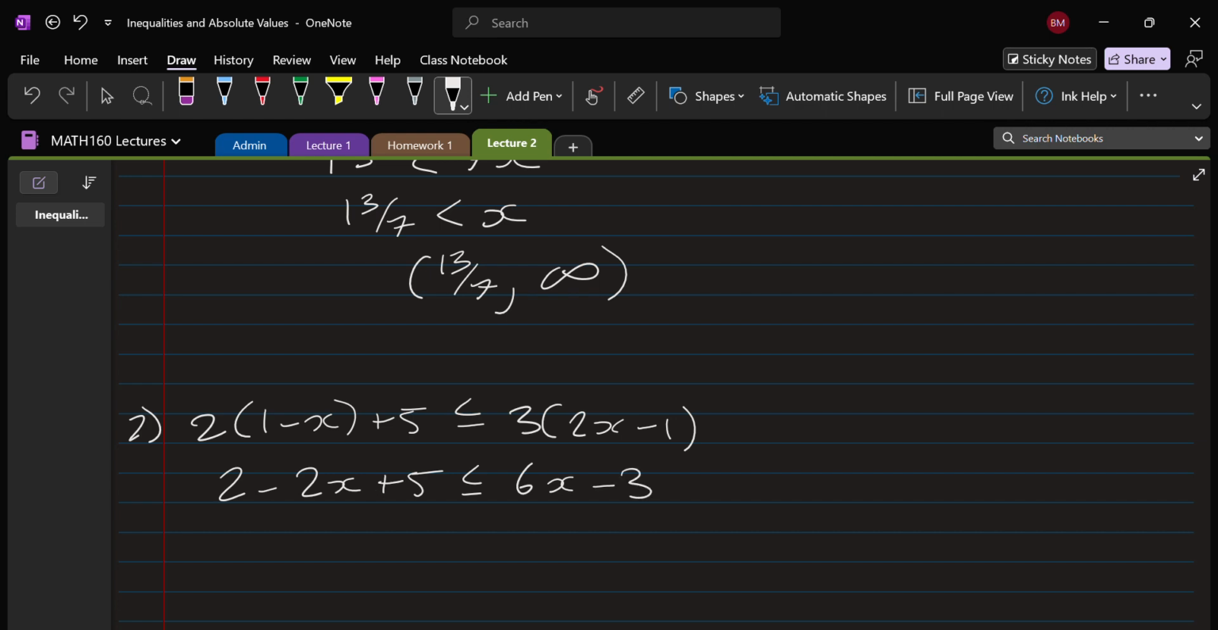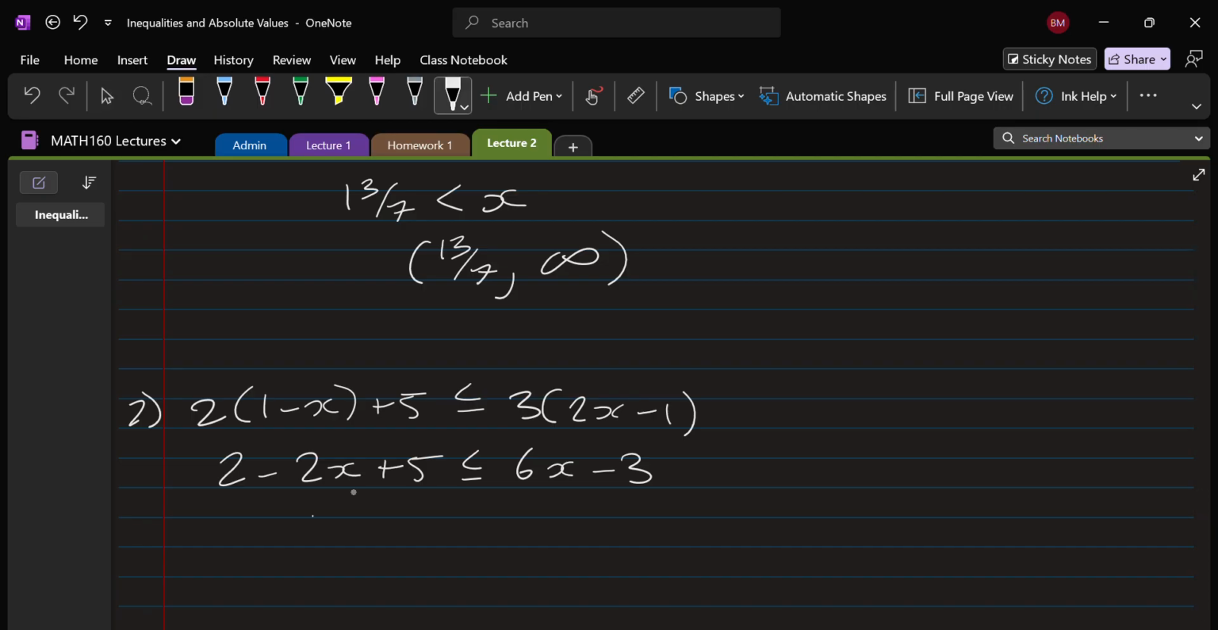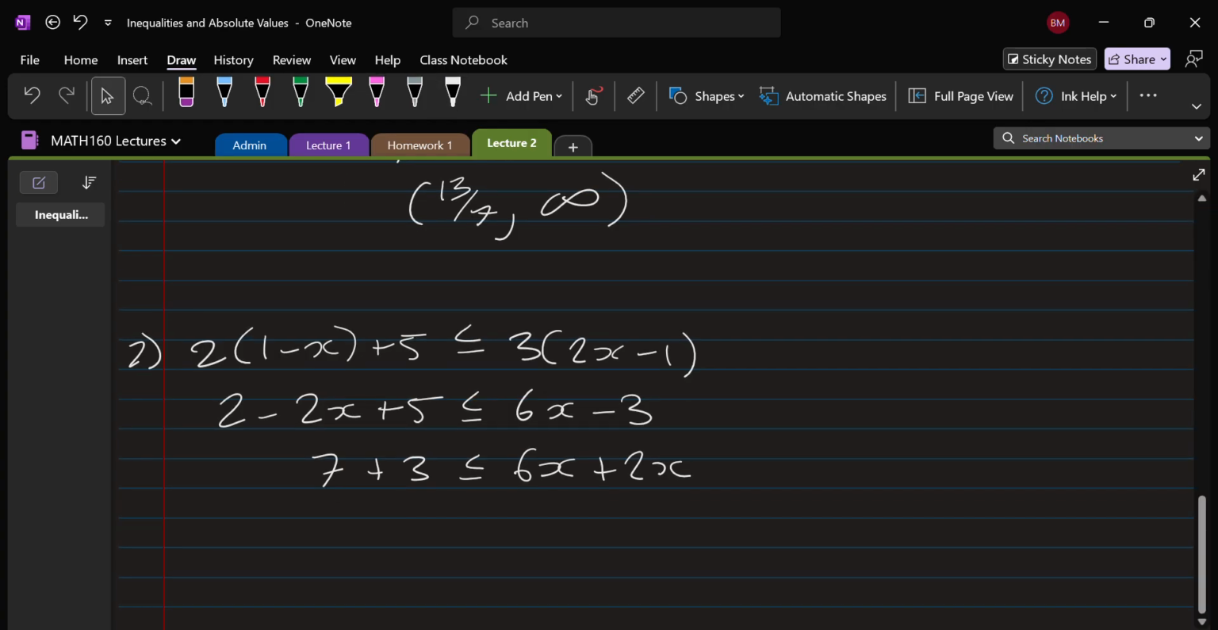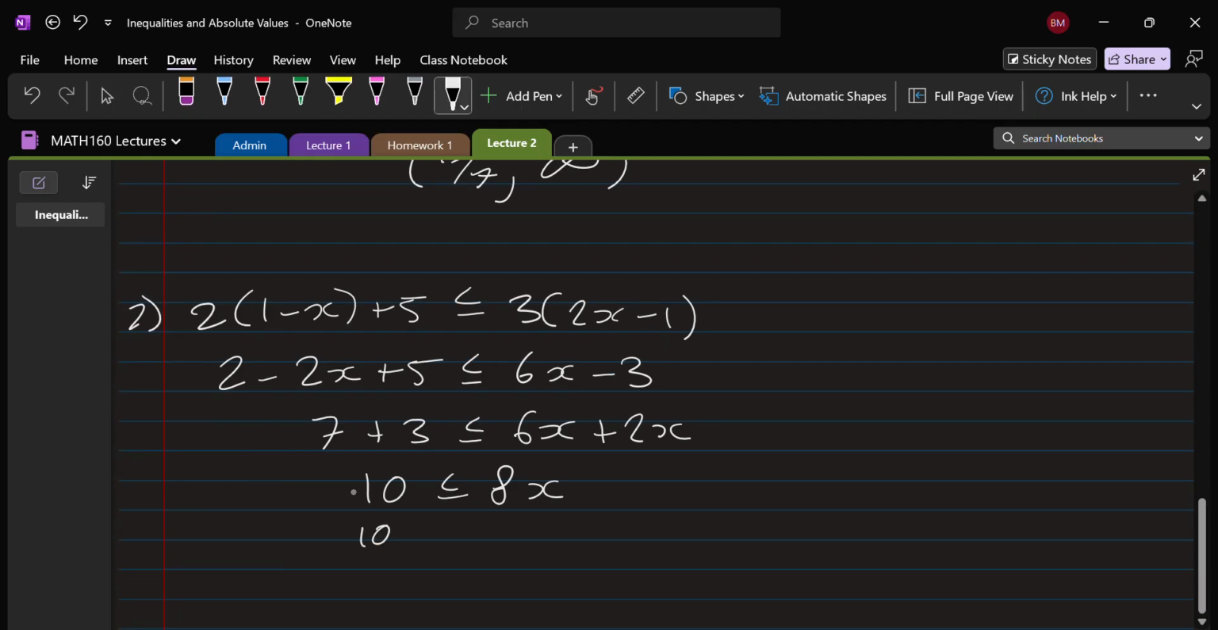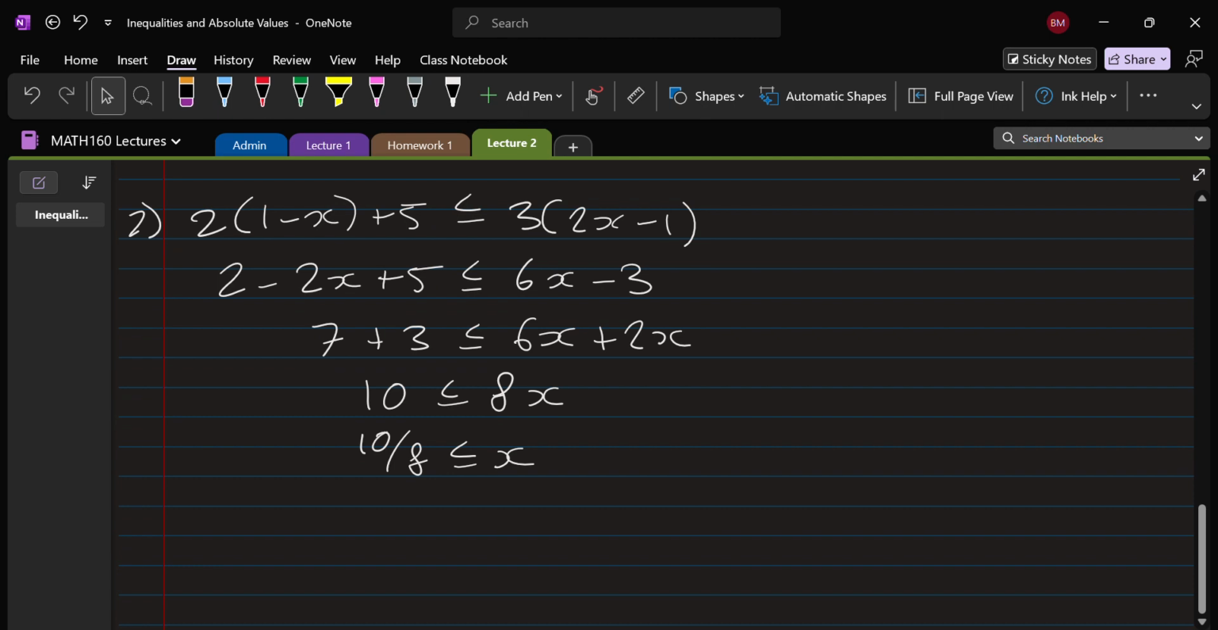So we got everything individually now. X's to one side, it doesn't matter which side, constants to the other. So we're going to end up with 7 on this side, plus the 3 from the other side, 6x from this side, and then plus the 2x from the other side. So 7 and 3, that'll be 10. 6 and 2, that'll be 8. Taking the 8 across, we get 10 over 8 is less than or equal to x.